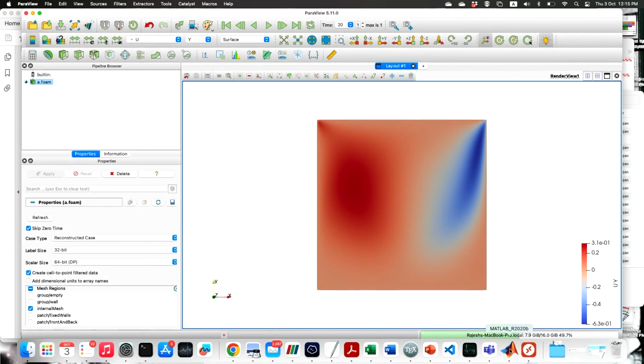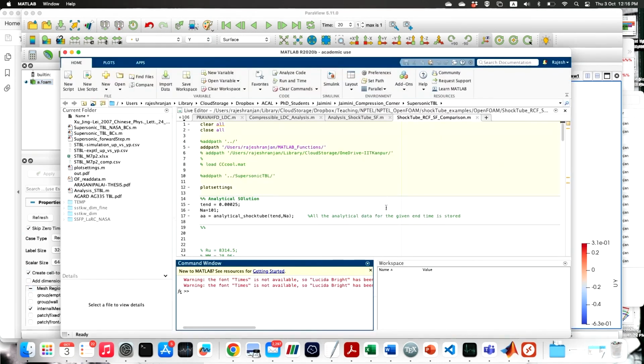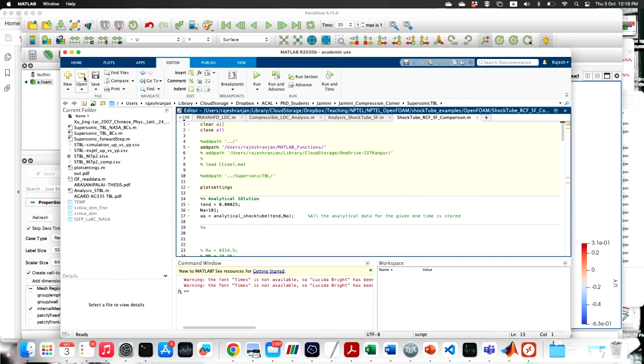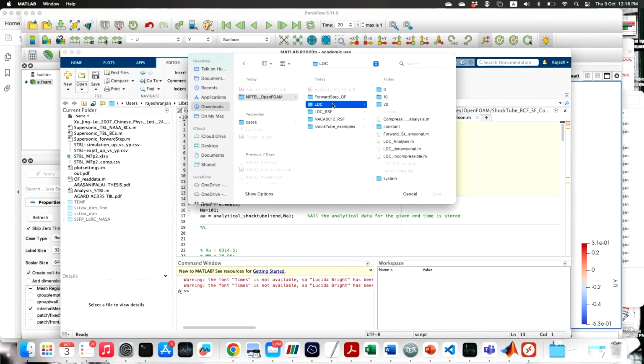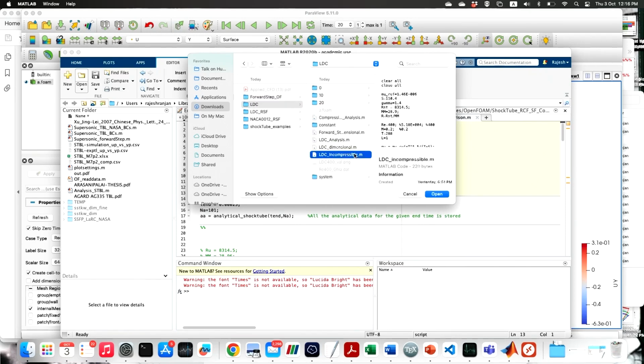What I am going to do is, I have written a little solver in MATLAB which will visualize this, plot it, and compare against the data which is there in the literature. Okay, so let me go there. Downloads, OpenFOAM, LDC. Okay, now LDC analysis.